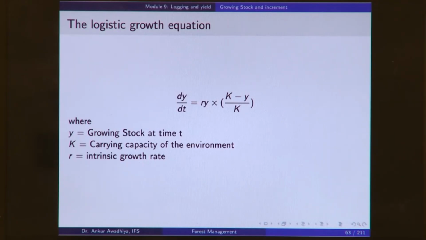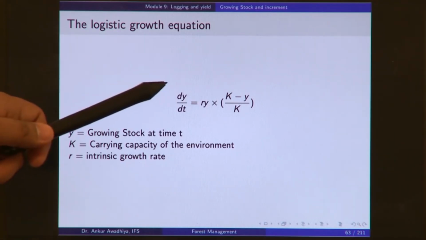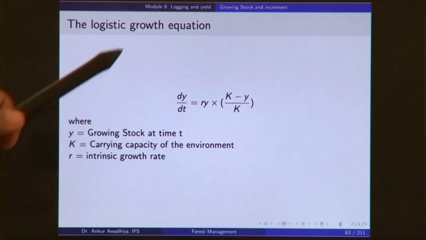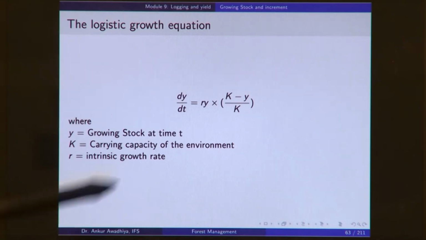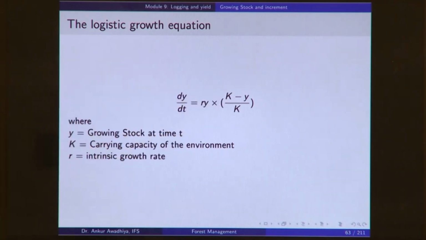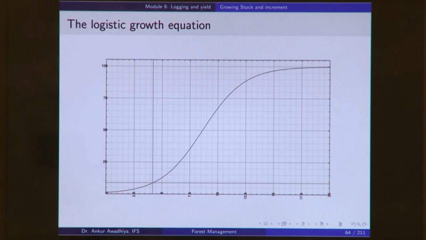Now, a logistic growth equation is written as dy by dt, where y is the growing stock at any time t. So, the change in growing stock is equal to r, which is an intrinsic growth rate, multiplied by y, which is the growing stock at time t, into (k minus y) divided by k, where k is the carrying capacity of the environment. And this is how this curve will look when we plot it.